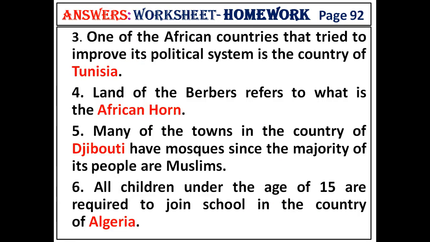The next is: one of the African countries that tried to improve its political system is the country of Tunisia. When we were discussing the lesson about Algeria and Tunisia, we discussed that one of the African countries that tried to improve its political system is Tunisia. The next is: land of the Berbers refers to the African Horn. The African Horn was previously known as the land of the Berbers. So the answer is African Horn.